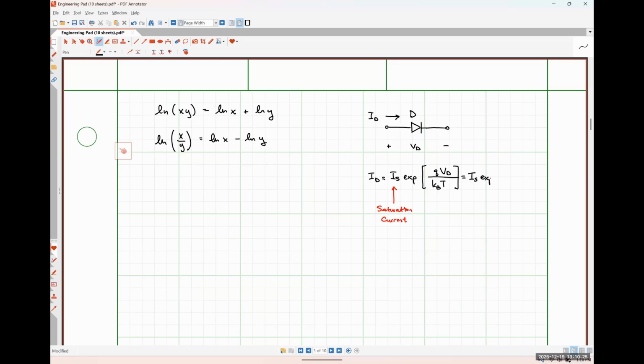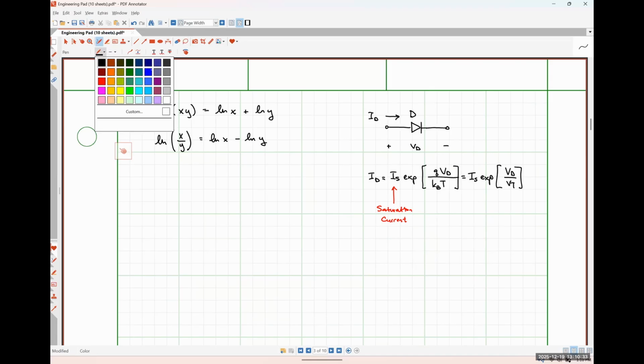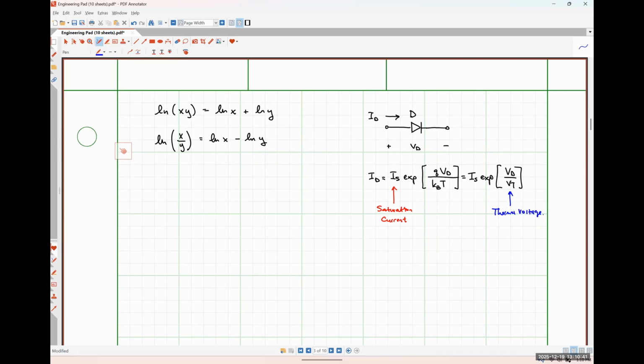IS times the exponential of VD over VT. And I'm just going to make a note down here that VT is our thermal voltage. And it is approximately 26 millivolts at 300 Kelvin. You'll get into this way more when you take solid state electronics next fall.